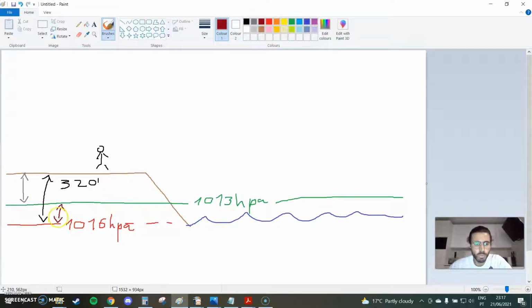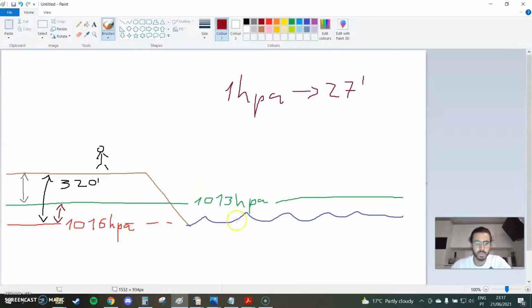So it would be great to know this. How do we know this? Well, we know that for each hectopascal, this is equivalent to 27 feet. So now it's basic math, okay?